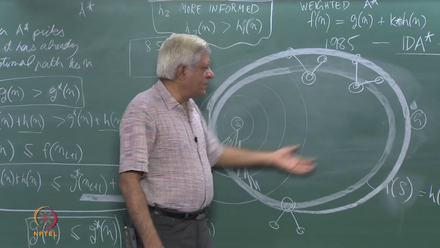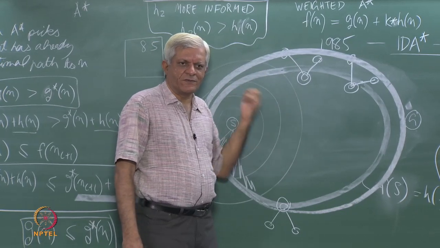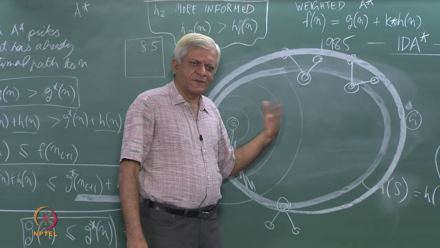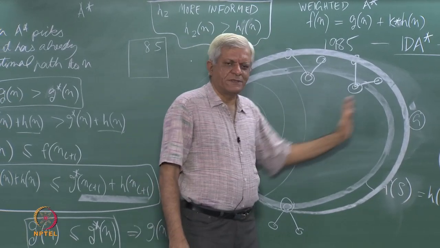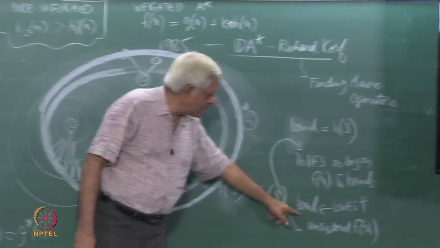If h of s was perfect, then within the first iteration itself it would have found a path to the goal. But if h of s is not perfect, it would just be short of the goal a little bit, and then you are going to increment the bound.